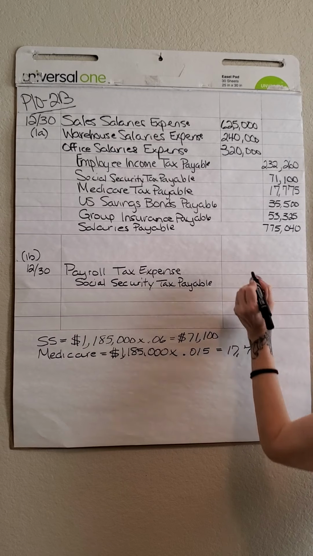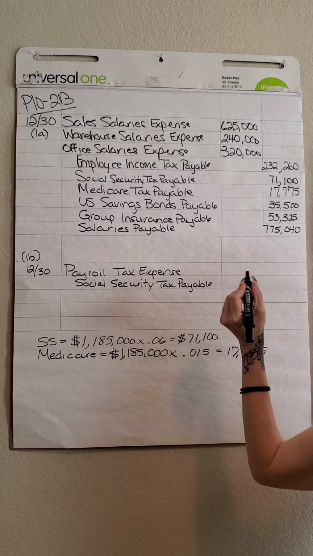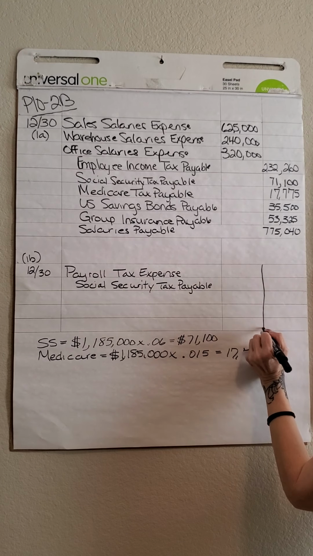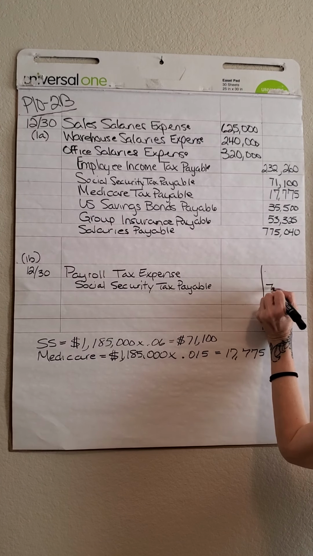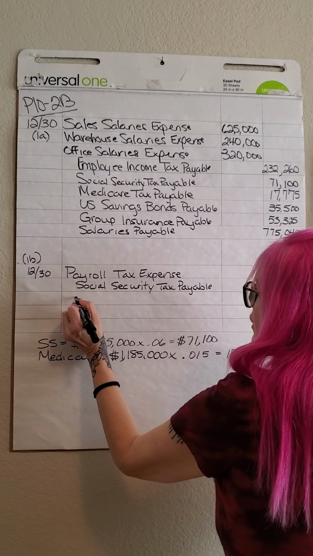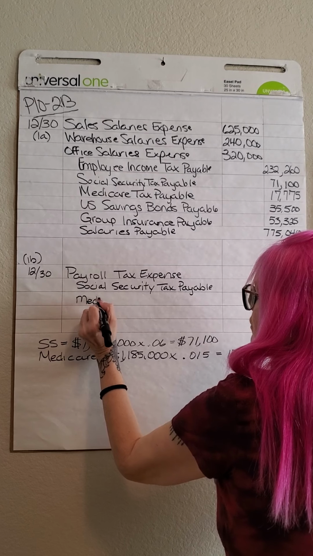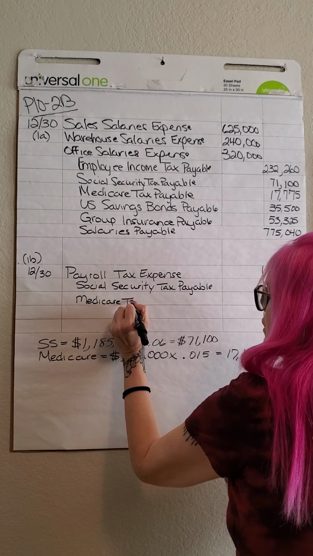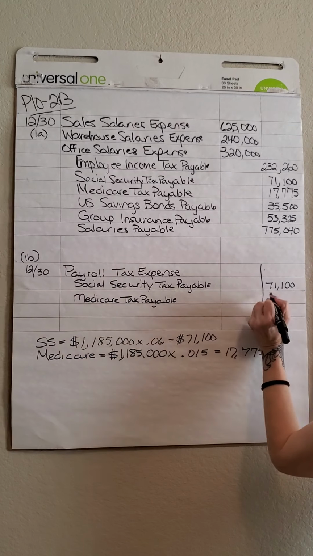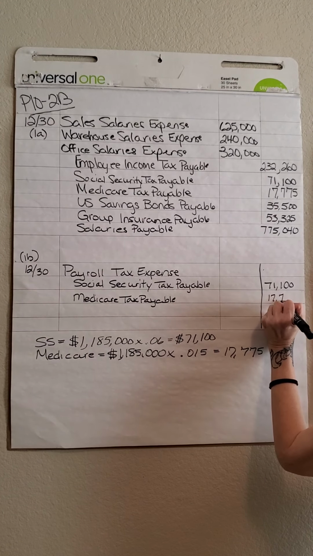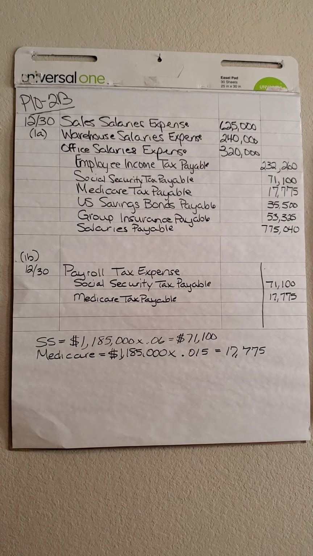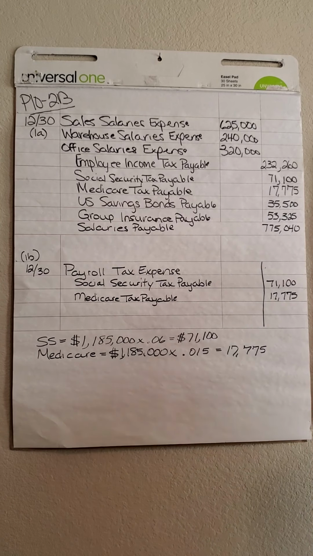We've already calculated that out to be the $71,100. Let me put my line there. $71,100. And we don't have to do anything else for Medicare tax payable either. We have Medicare tax payable. And that amount is the same. It's a match, remember, $17,775.